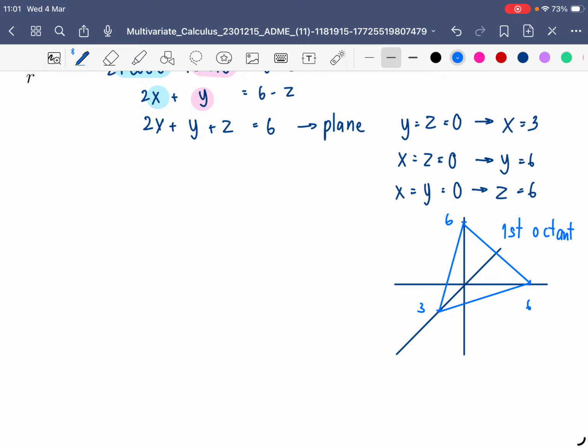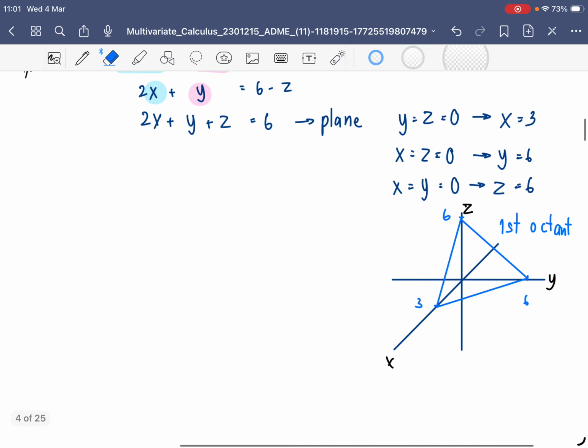The last one, theta is pi over 3. I think the best thing to do is take the tangent to change it into y over x. Tan pi over 3 is square root 3. So y is square root 3x.